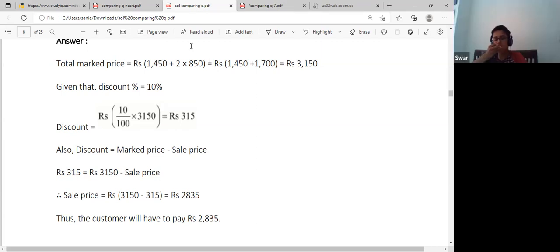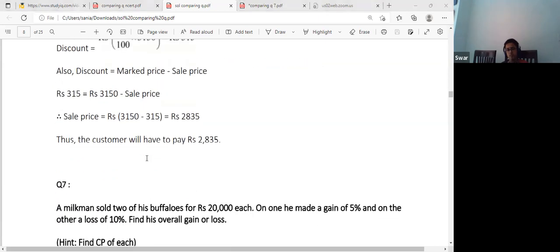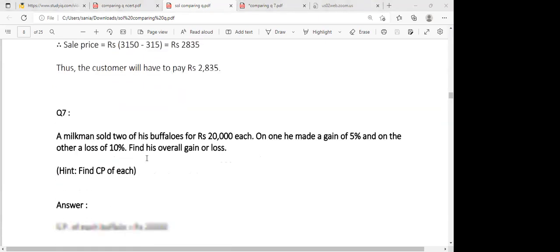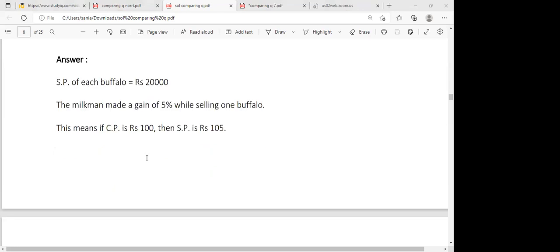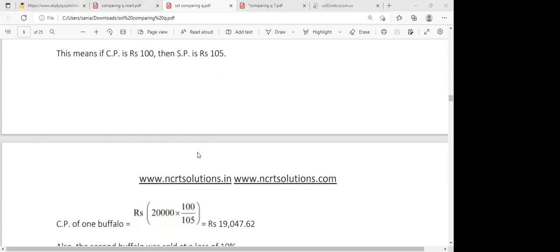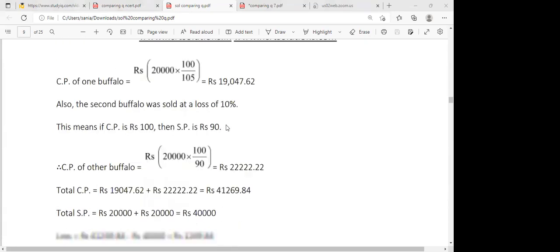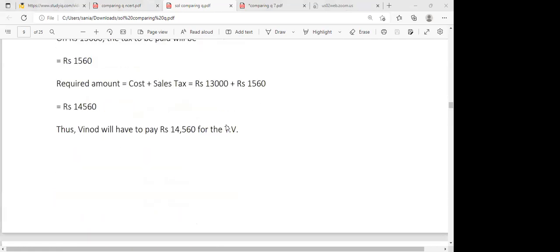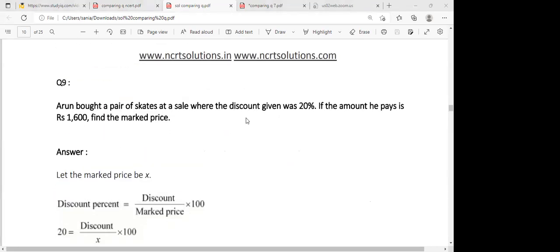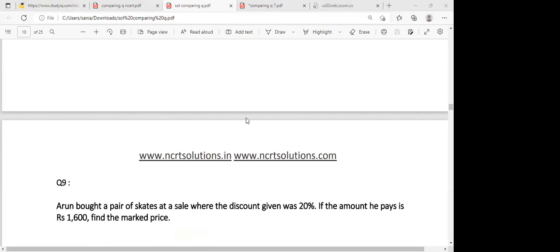Done. Okay. Gain or loss it is. You find the amount by sales tax. This you cannot do. Okay, this one. Question number 9. You have to find MP.